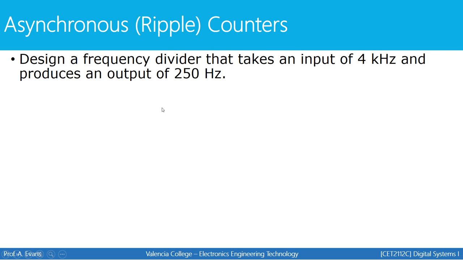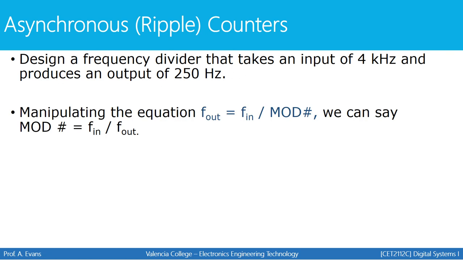Alright, so if you're going to design a frequency divider, keep in mind that's another name for a ripple counter, that it takes an input of 4 kilohertz and produces an output of 250 hertz. One way you might do this is to use the equation frequency out equals frequency in divided by mod number. Since we know the output frequency and we know the input frequency, we can manipulate this equation and rewrite it to solve for the mod number. Mod number has to be equal to frequency in divided by frequency out. So the mod number is equal to 4 kilohertz divided by 250 hertz, which is 16.